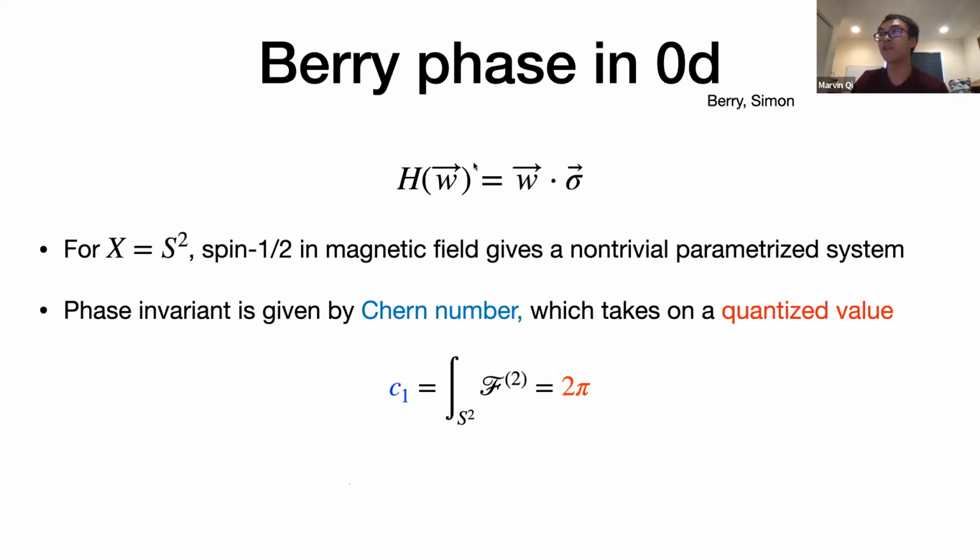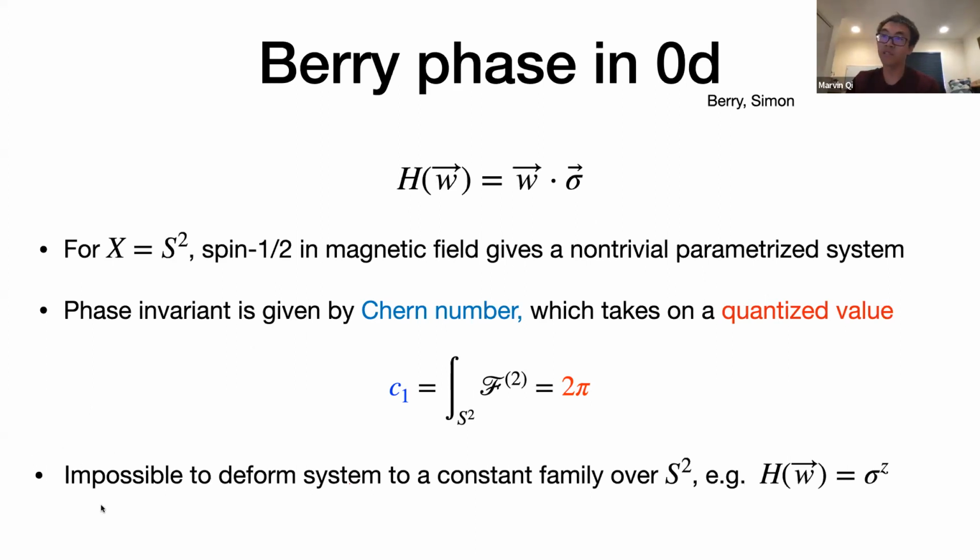There's a phase invariant that you can associate with this system. It's given by the Chern number. And this Chern number takes on a quantized value, so it's going to be multiples of 2 pi. And the way that one can compute this is that you take the Berry curvature, which is a 2 form, and then you integrate it over the parameter space S2, and you obtain 2 pi.